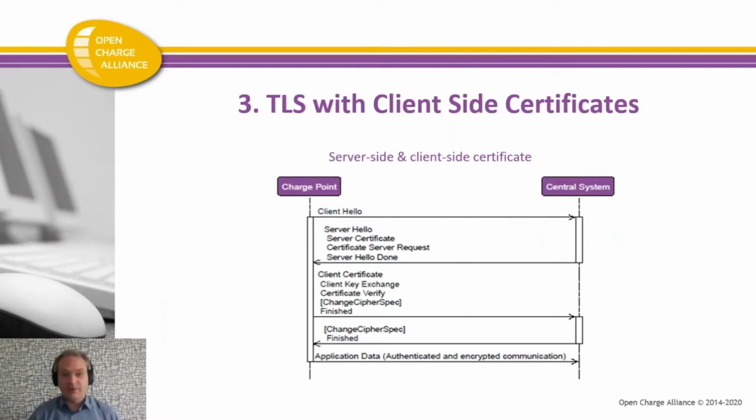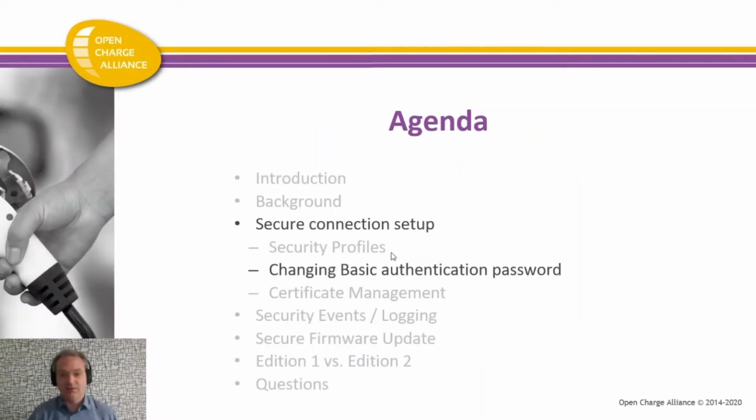The third profile is also TLS, but this time not with basic authentication, but using client-side certificates. So this time the central system uses server-side certificates, but the charge point also identifies itself with a client-side certificate. You can see here the more detailed communication. We'll go into more detail about how to get this client-side certificate in the charge point later in the presentation. So these are the three security profiles in OCPP 1.6.